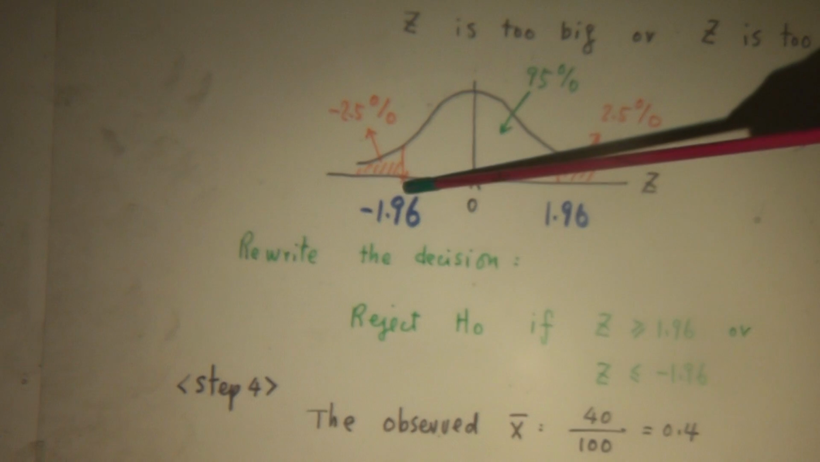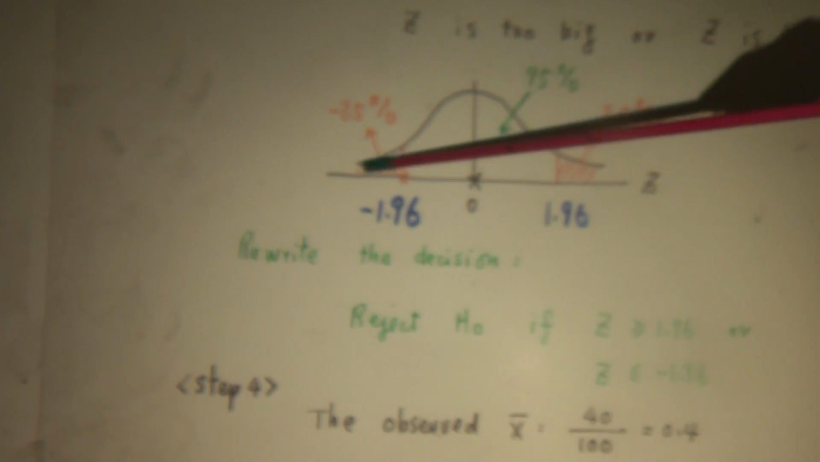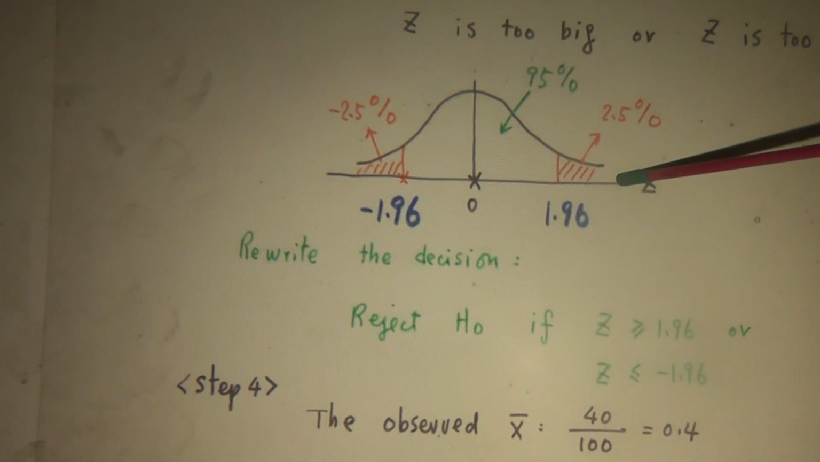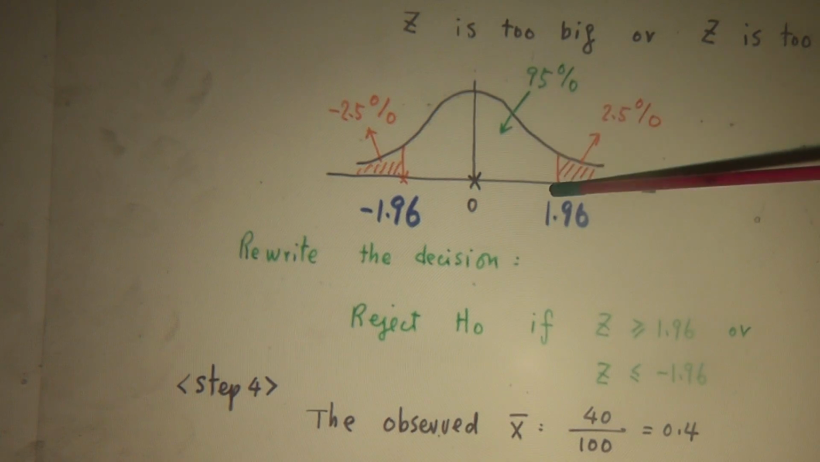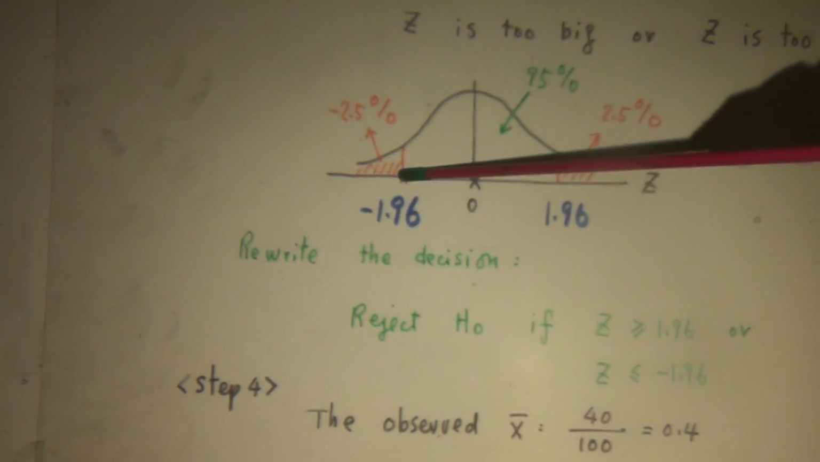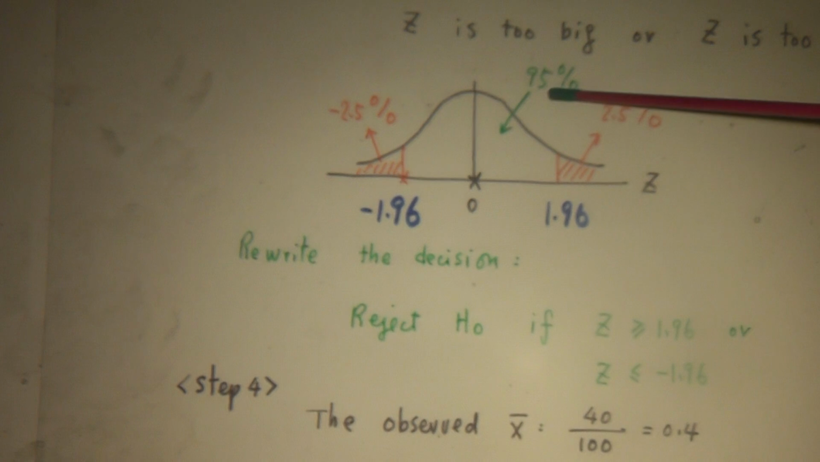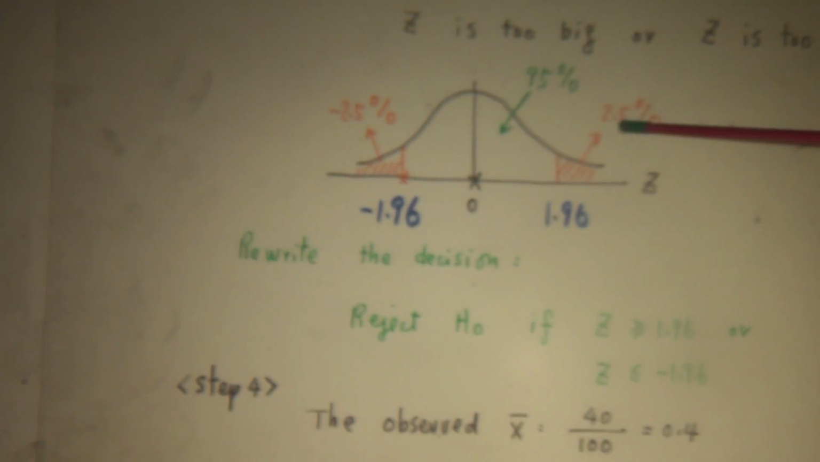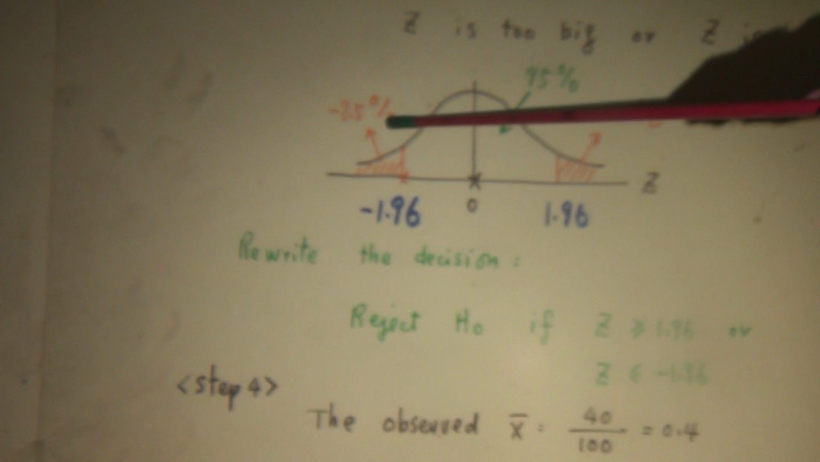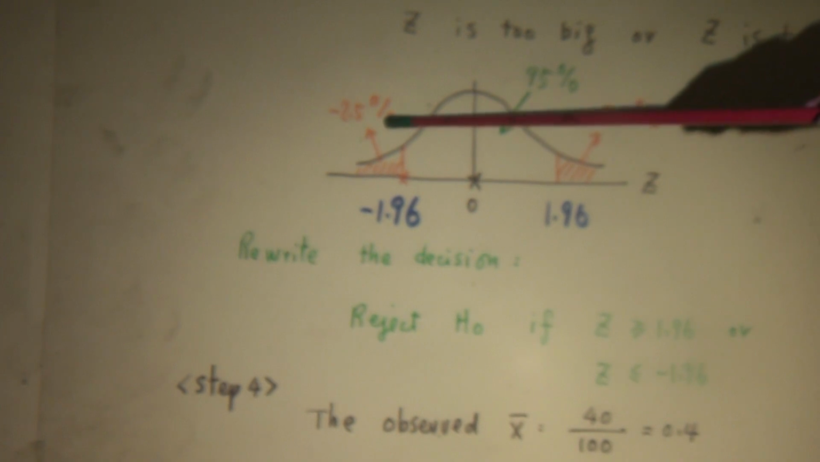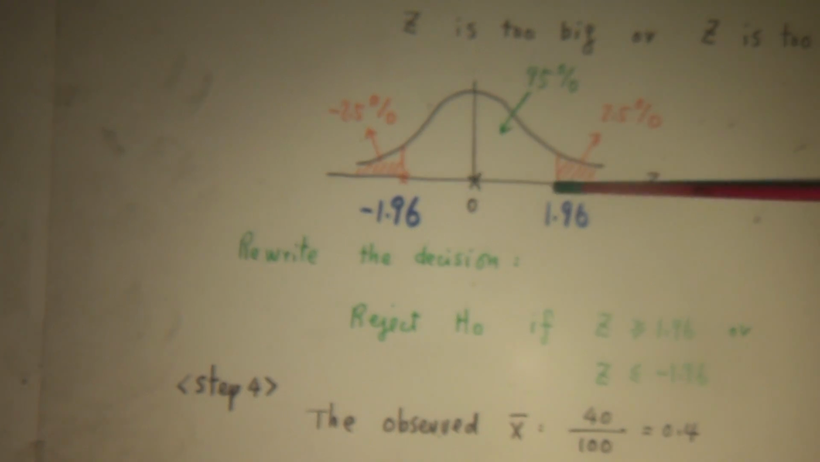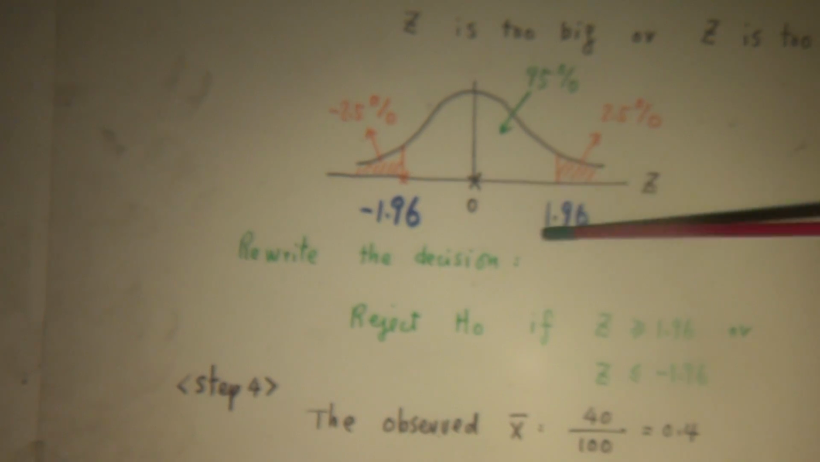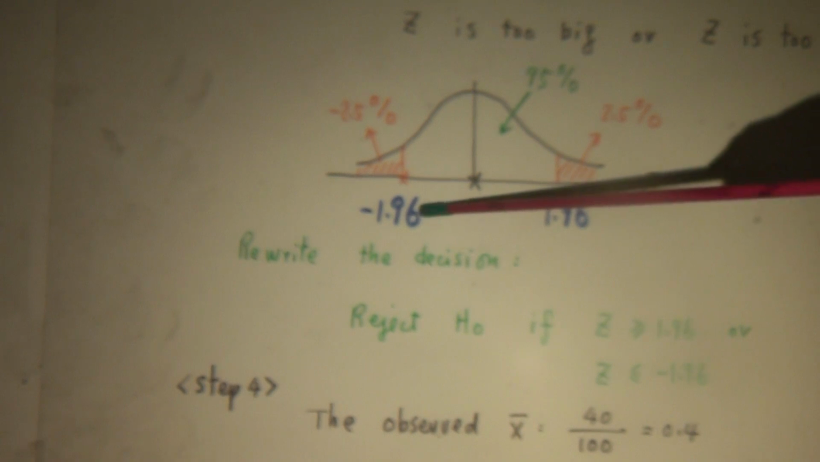Now look at the picture. This is the standard normal curve. From here to here covers 95%. And we choose alpha equal to 5%, so the upper tail covers 2.5% and the lower tail covers the other 2.5%. If you check the standard normal table, you find these two Z-scores: one is 1.96, the other one is minus 1.96.